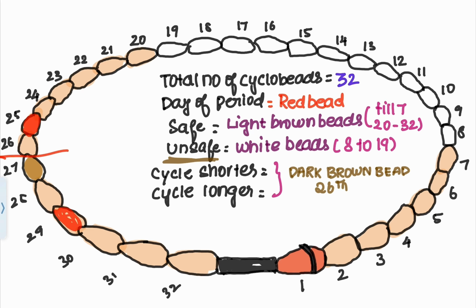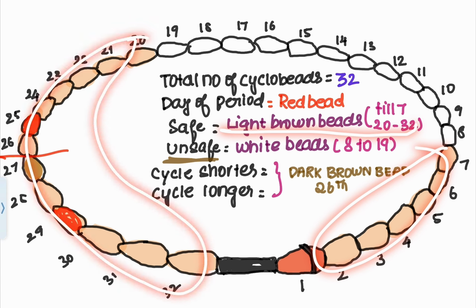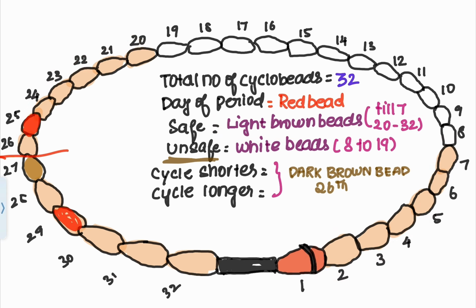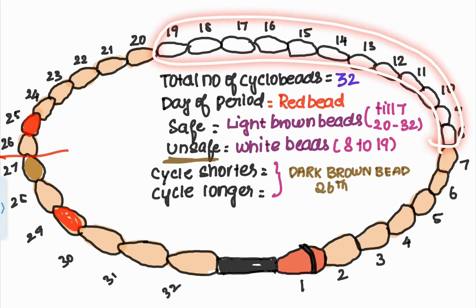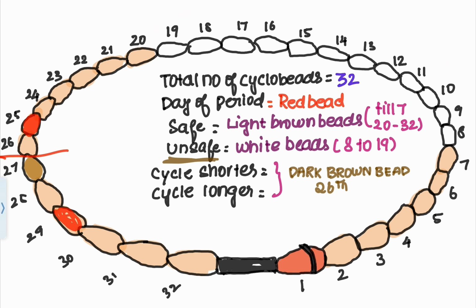And with the cyclobead Tirumala method, you can also ascertain the safe period and the unsafe period of the female, right? So let me show you here. The total number of cyclobeads is 32. The day of the period is the red bead. The safe period is the light brown beads, so till 7 and from 20 to 32, these are the safe period. Clear? And the unsafe period is the white beads, that is starting from 8 to 19. This is the unsafe period to have any coitus.